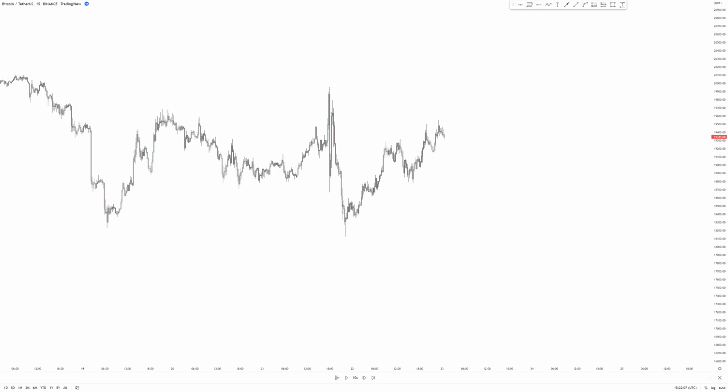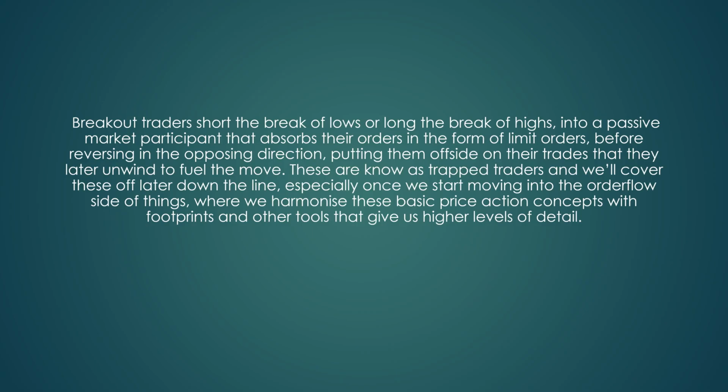Although I thought it important to go through the different theories on why these patterns occur, the only thing of importance, in my opinion, is the notion of breakout traders. What do I mean by this? Well, let's look at the current example to demonstrate. Right, so here's what happens. Breakout traders short the break of lows or long the break of highs into a passive market participant that absorbs their orders in the form of limit orders before reversing in the opposing direction, putting them offside on their trades that they later unwind to fuel the move.